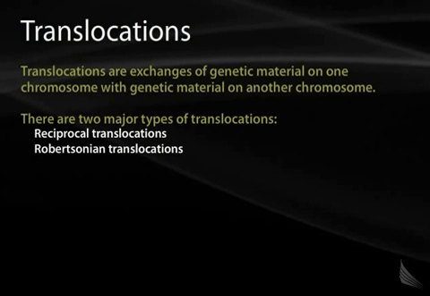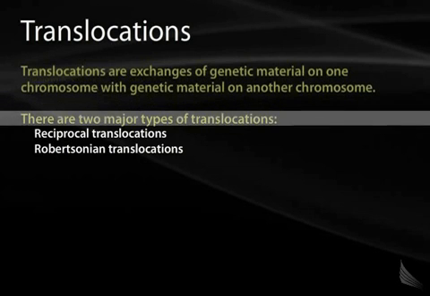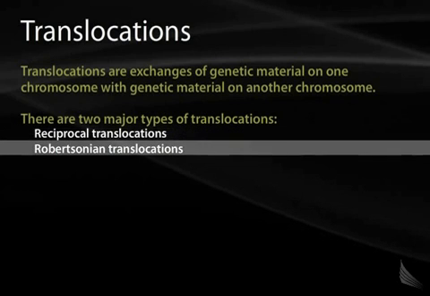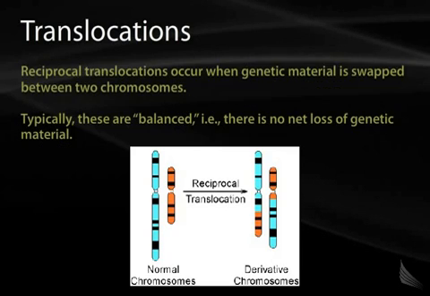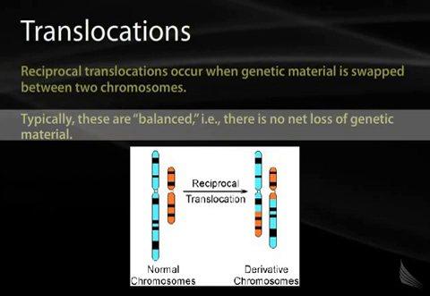All right, let's continue on with our cytogenetics, and we'll talk about translocations. Translocations are exchanges of genetic material on one chromosome with genetic material on another chromosome. Two types of translocations that we want to know about: reciprocal translocations and Robertsonian translocations. With reciprocal translocations, what happens here is we get a swap between two chromosomes that we call balanced. This means that there's no net loss of genetic material.